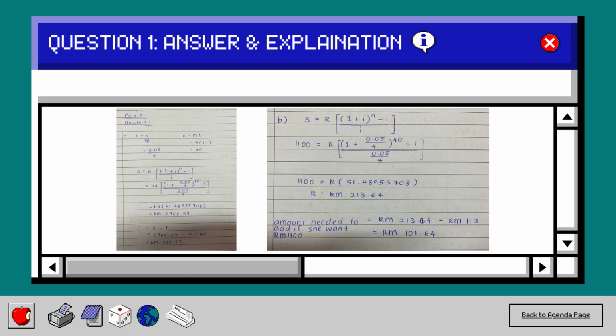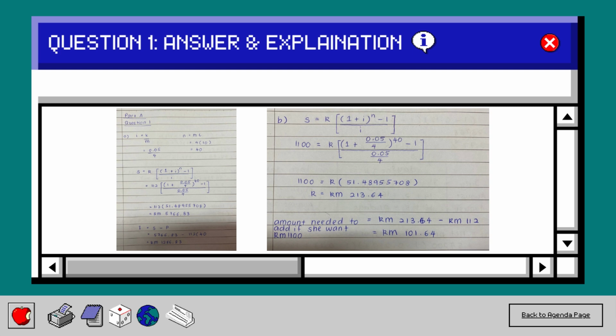The question wants the interest earned after 10 years. The formula is pretty easy: I equals M minus P. So we put the S amount that we just got, which is 5,766.83, minus 112 multiplied by 40. So we can get the final answer, which is 1,286 ringgit and 83 cents.